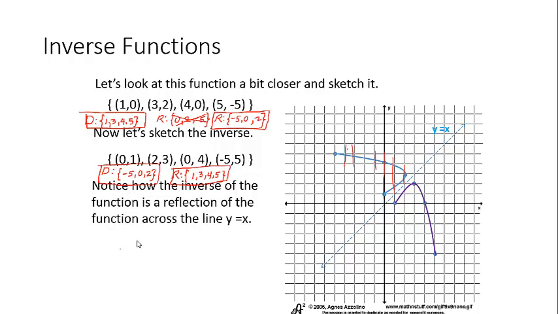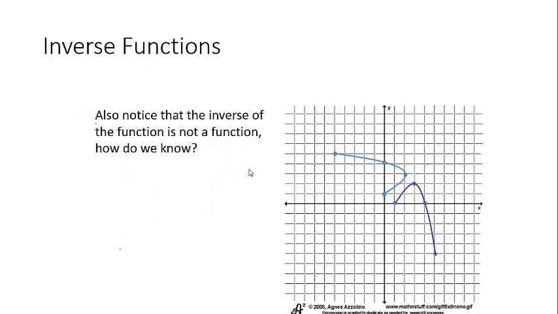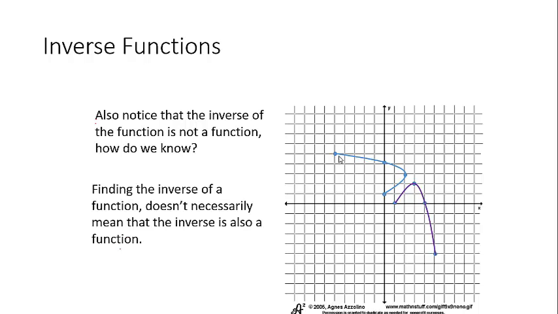Okay, so let's look at another example. Again, notice that we already mentioned that the inverse of this function is not a function, and we know that by the vertical line test that we did previously. So this means that you will not necessarily have a function when you find the inverse of a function. This original graph is a function, but its inverse does not necessarily have to be a function. It can also be not a function, okay? So keep that in mind.